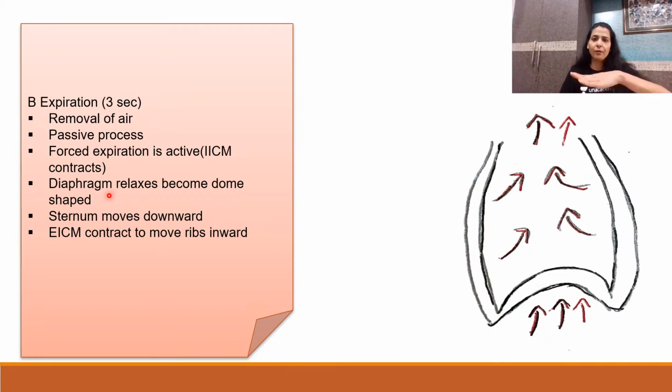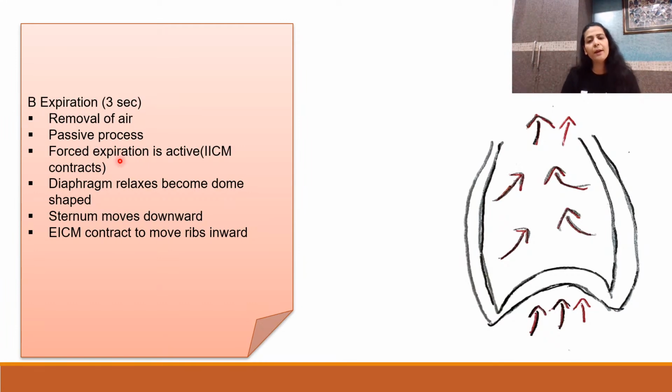Here the diaphragm relaxes, so from flat, it becomes dome shaped again. Sternum, which was upward, moves downward. Rib cage moves inward. So all the three things have moved back to their normal places, reducing the cavity, and thus the air moves out. So expiration is of 3 seconds. It's just the removal of air. Since under normal conditions, muscles are coming back to their normal place, it's a passive process. It does not require any energy. Under the normal breathing condition I'm talking about.